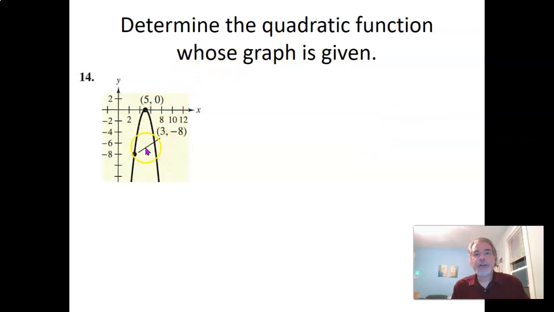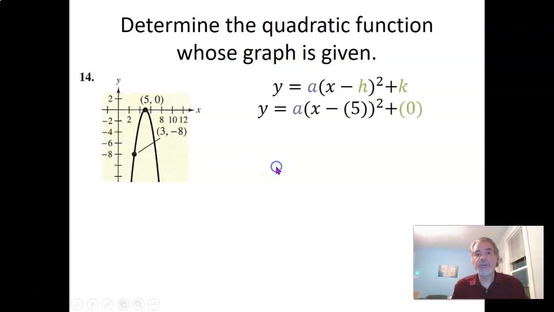Determine the quadratic function whose graph is given here. Okay, take our starting point, that standard form a times (x minus h) squared plus k. What numbers will we put in for h and k? The coordinates of the vertex, 5 and 0. So y equals a times (x minus 5) squared plus 0, or just a times (x minus 5) squared.